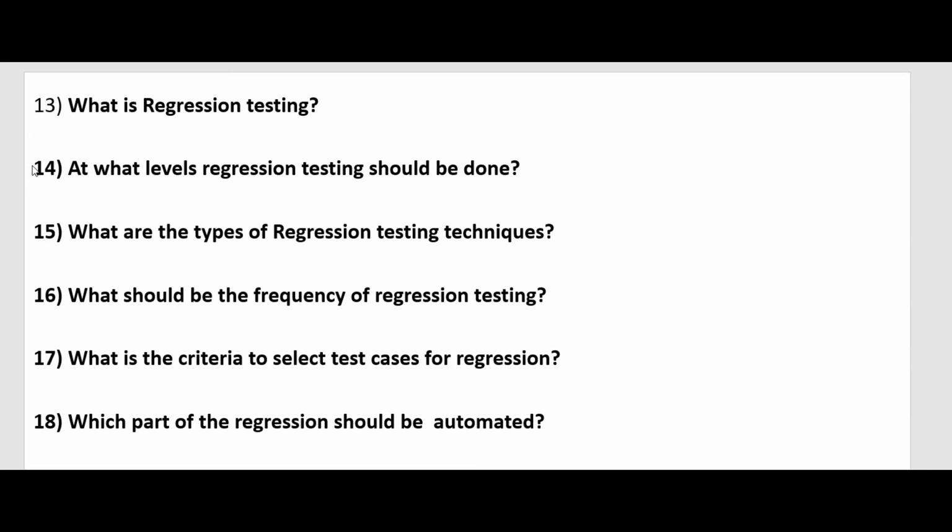At what levels should regression testing be done? At all levels mainly. Unit testing, integration testing, system testing. And the reason is focus on testing is different at different levels. What are the types of regression testing technique? Corrective regression testing, progressive regression testing, retest all strategy, selective strategy.